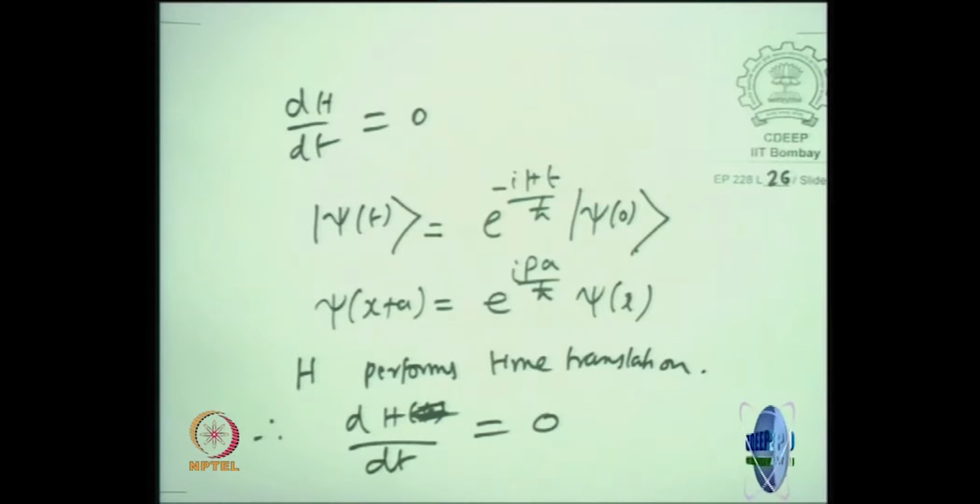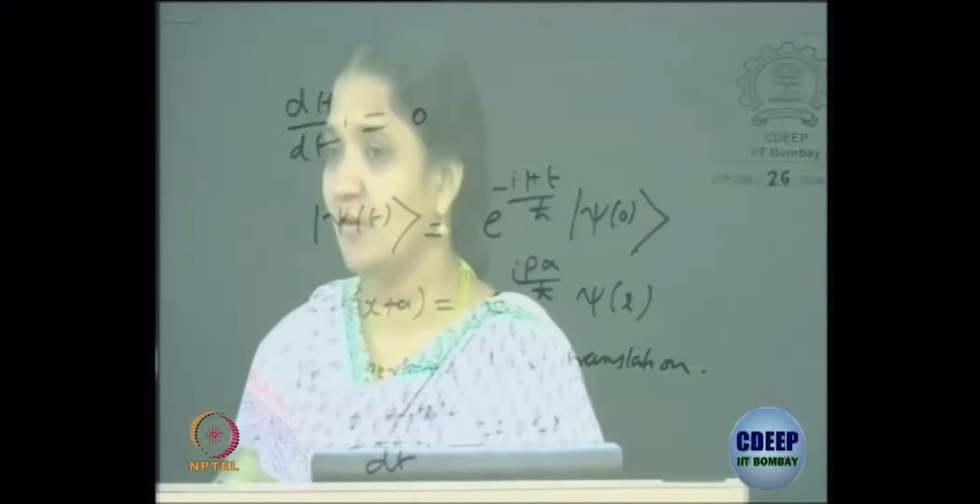So, all the systems which you are studying, dH by dt is 0 because the Hamiltonians are all time independent. Because it is time independent, doing time translation does not affect your Hamiltonian at all.